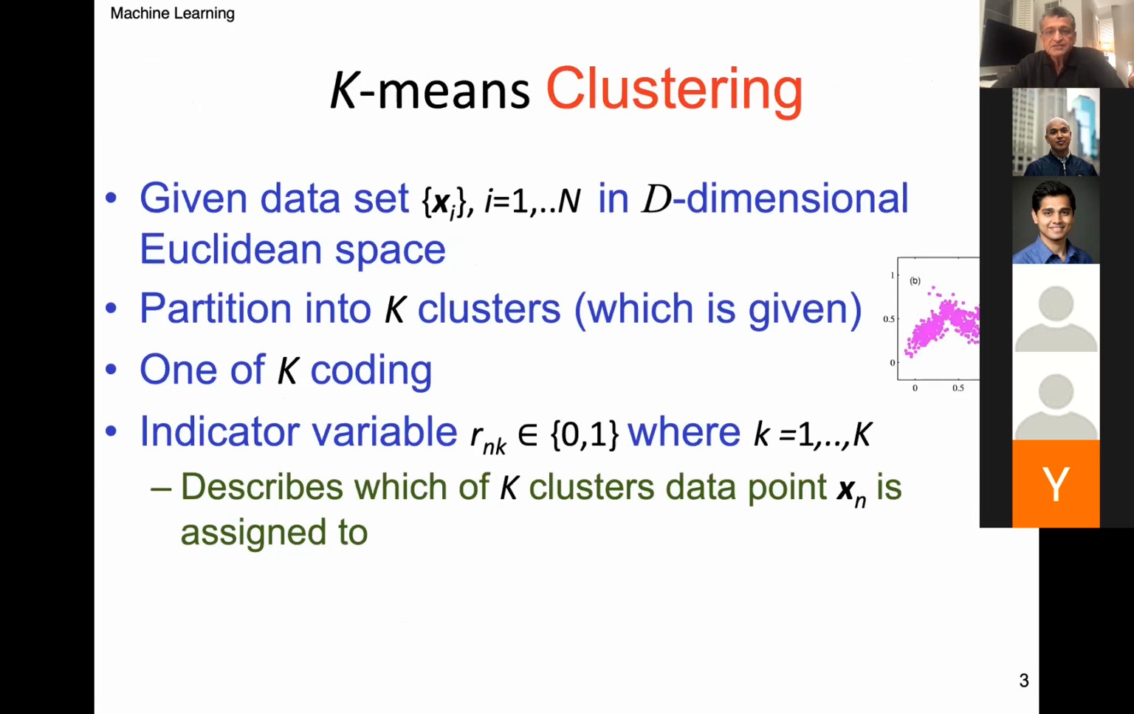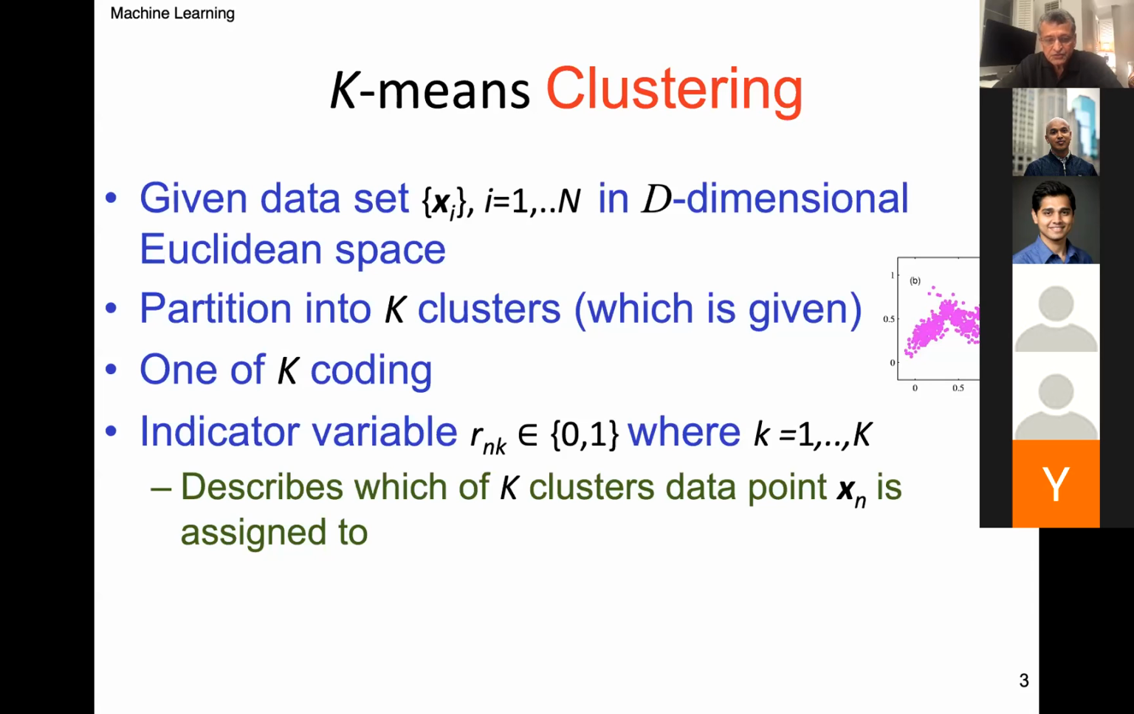So what is the k-means clustering problem? It is the task: given the data set x sub n, n equal to 1 through N, we are given N data points in d-dimensional Euclidean space. Typically it's Euclidean space; it would have to be modified if you want a discrete space. Partition them into k clusters, where k is given.